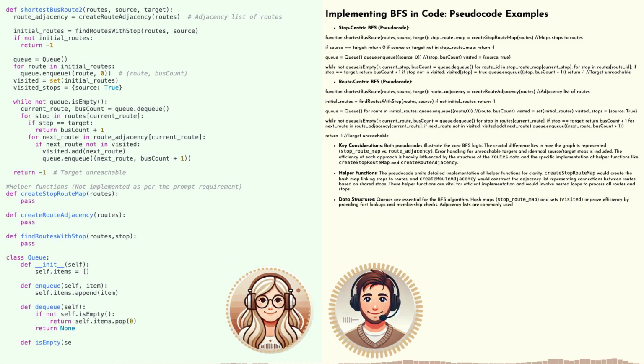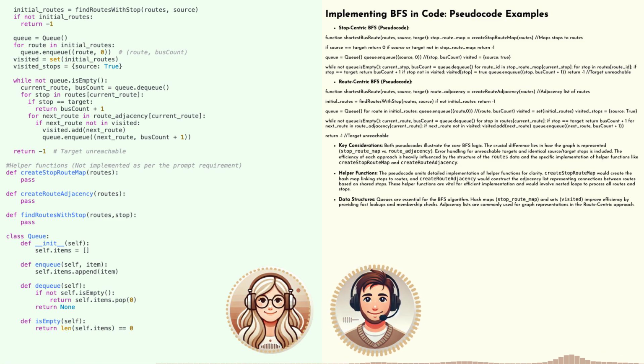A dictionary or a hash map would be a good choice for that. Each key in the dictionary would be a bus stop, and the value for that key would be all the routes that pass through that stop. It's like a lookup table: for this stop, here are all the buses you can catch.